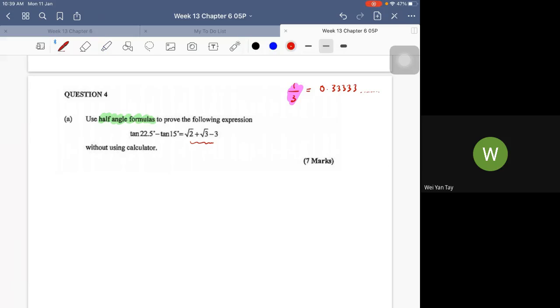Tetapi, katakanlah you ambil nilai ni, you decide, okay, kalau ambil 5, 6 titik puluhan banyak sangat, you decide, okay, you akan ambil 4 titik perpuluhan, 0.3333. So ni kita panggil dia bukan exact value.